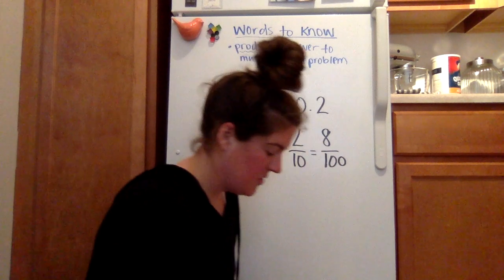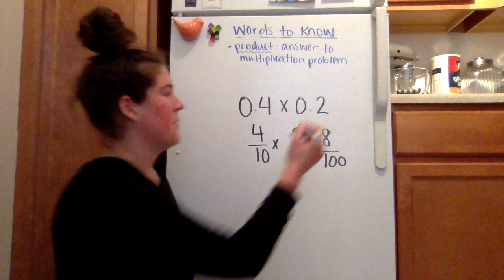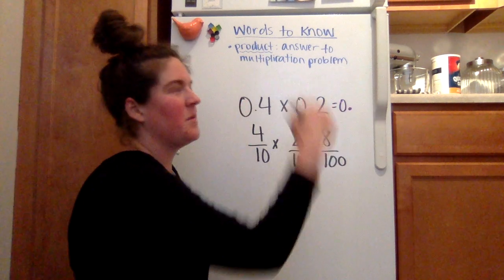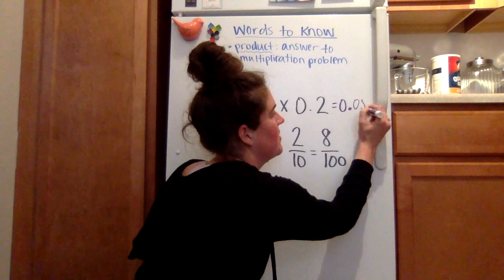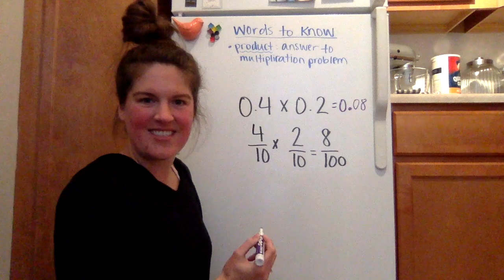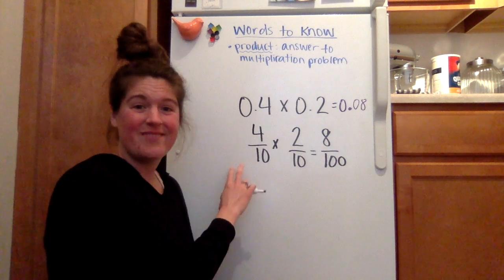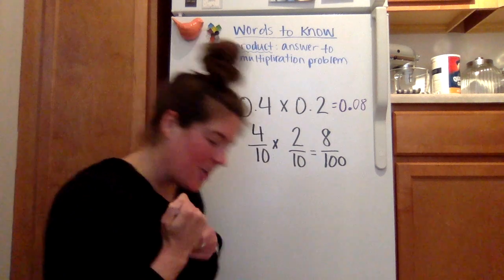So, let me switch colors here so you can see it a little bit better. We think about 8/100. I'm thinking about my place values would be 0, and the first place value after the decimal point is tenths, and then hundredths. So it's 0.08. Can you see that? Yes. Answer being 8/100. So you can use your knowledge of fractions to help you with your knowledge of multiplying decimals. So let's get going.